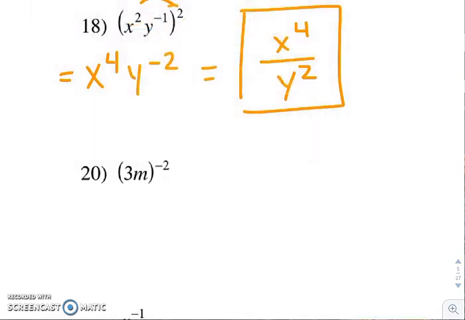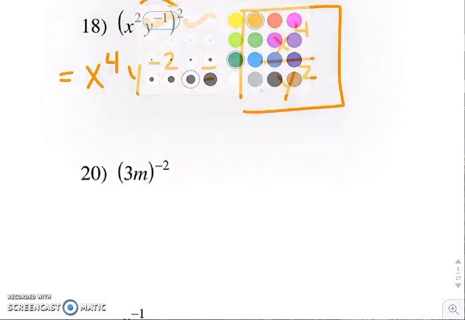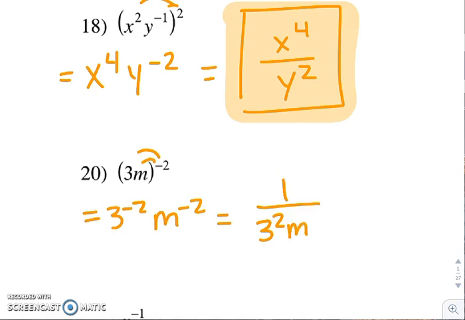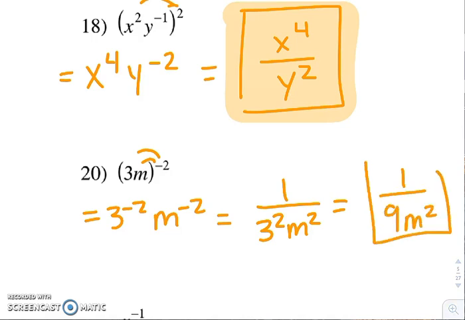So then we've got 3m to the negative second power. Distribute your negative 2 inside there. So 3 to the negative second, m to the negative second. Both are negative. Both need moved to the bottom. They are now positive, and 3 squared is actually the value 9. So 1 over 9m squared.